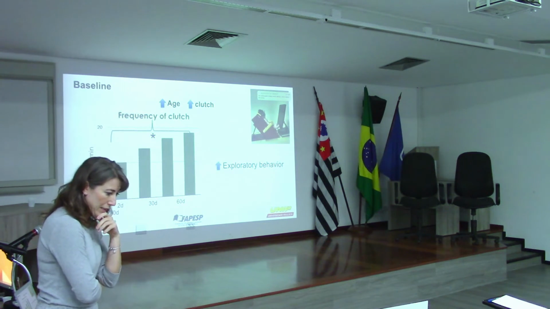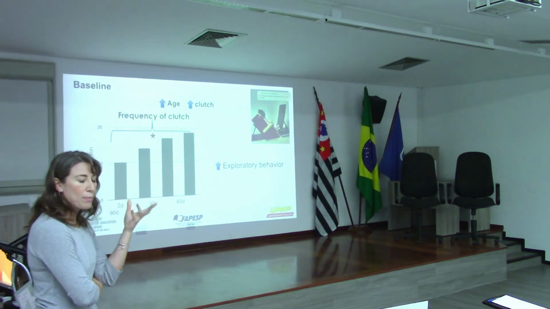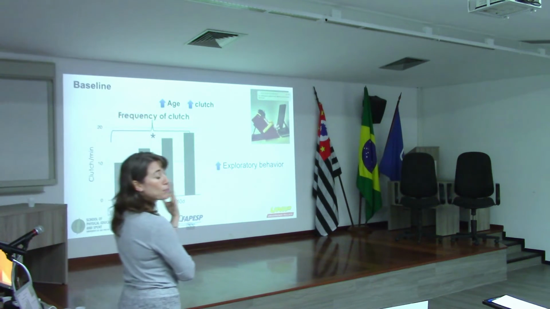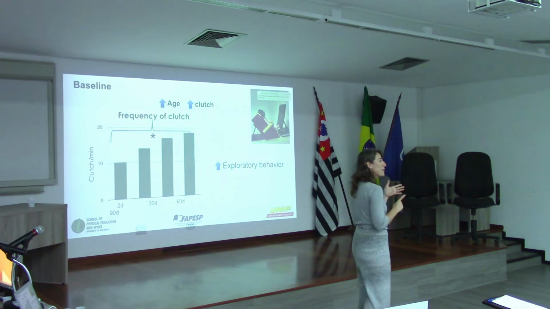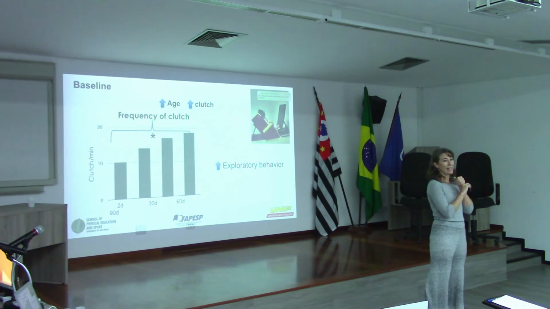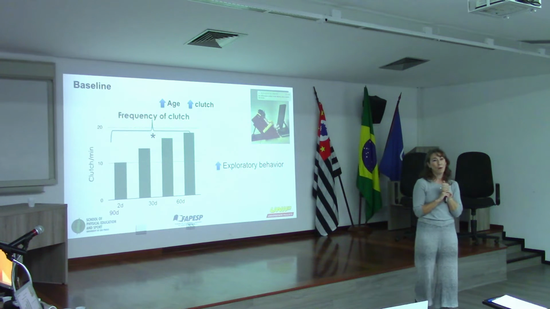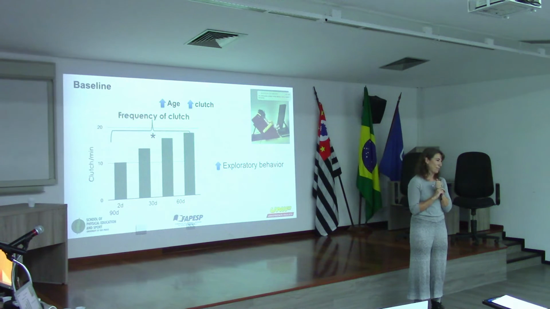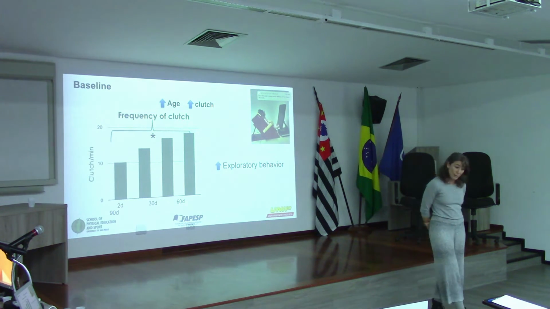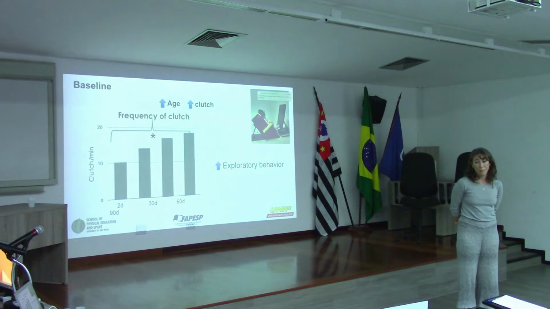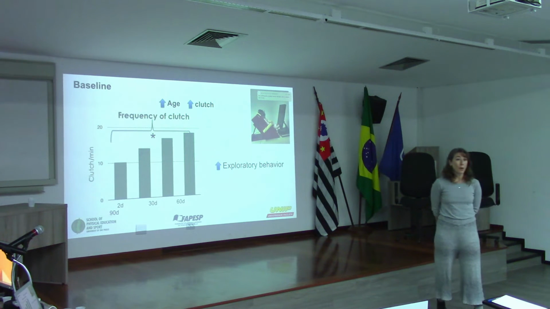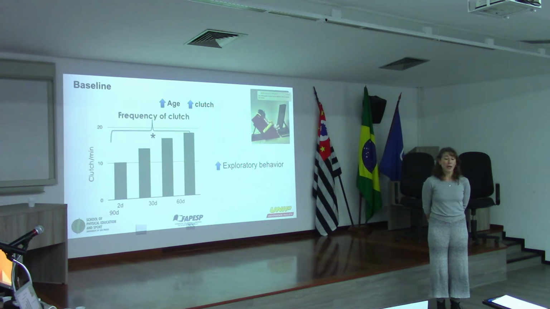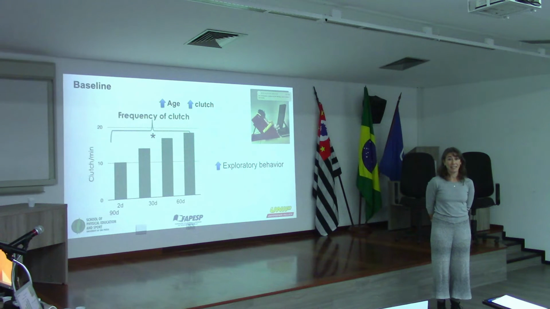In the literature, this clutching behavior is already called an exploratory behavior, because the full behavior, when you put something into the hand of an infant and they grasp, is called a palmar grasp reflex. It's been considered for many years in the literature that it's an automatic response. It means that there is no brain participation in this response.